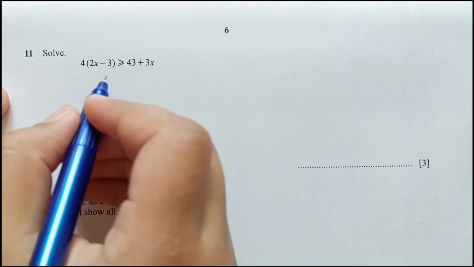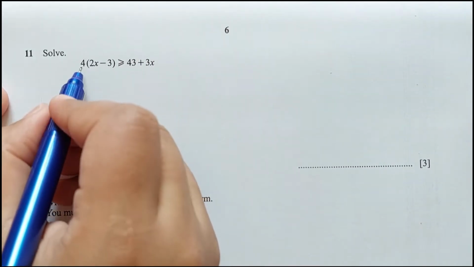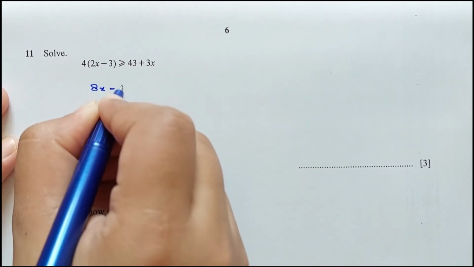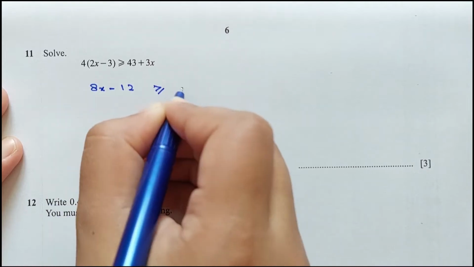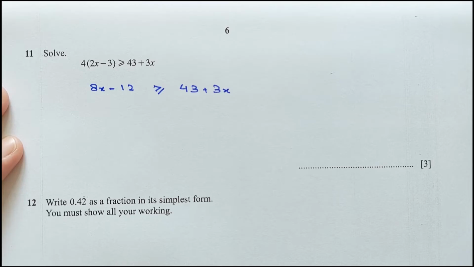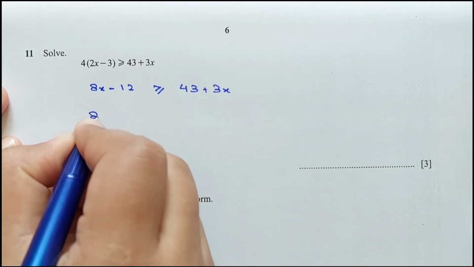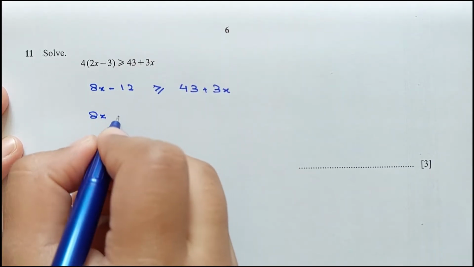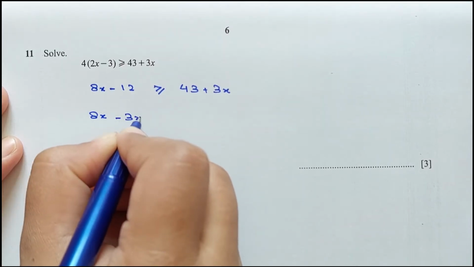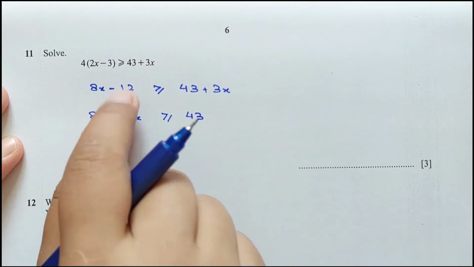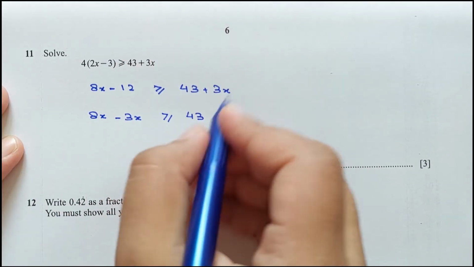Question number 11, we have to solve this. So first we have to apply the distributive property. 4 times 2 is 8x and 4 times 3 is 12. This is greater than or equal to 43 plus 3x, right? Now shifting the x terms to the left and the constants to the right. 8x is already on the left side and 3x is positive. So when we shift it to the other side of the inequality, it becomes negative 3x. This is greater than or equal to 43, the constant which is already on the right side. Shift negative 12 to the right, it becomes positive 12.